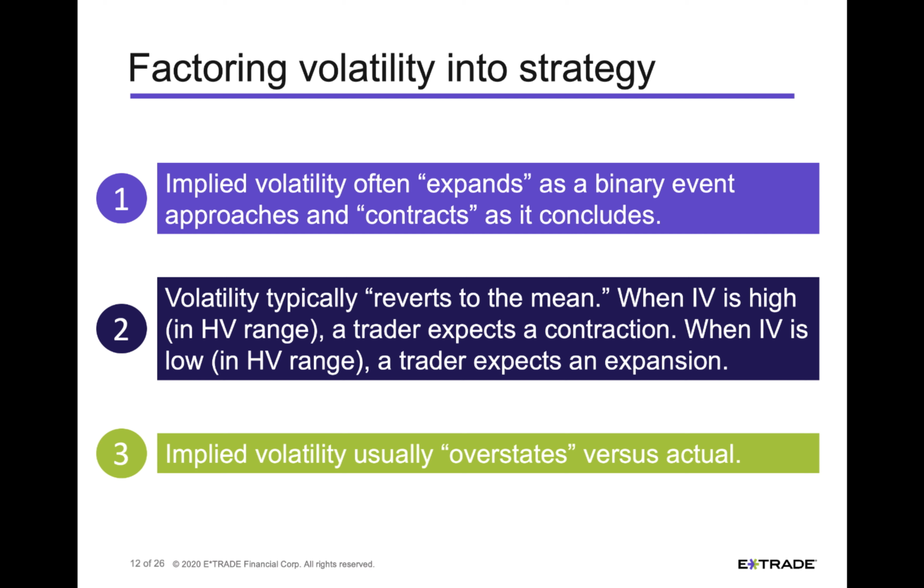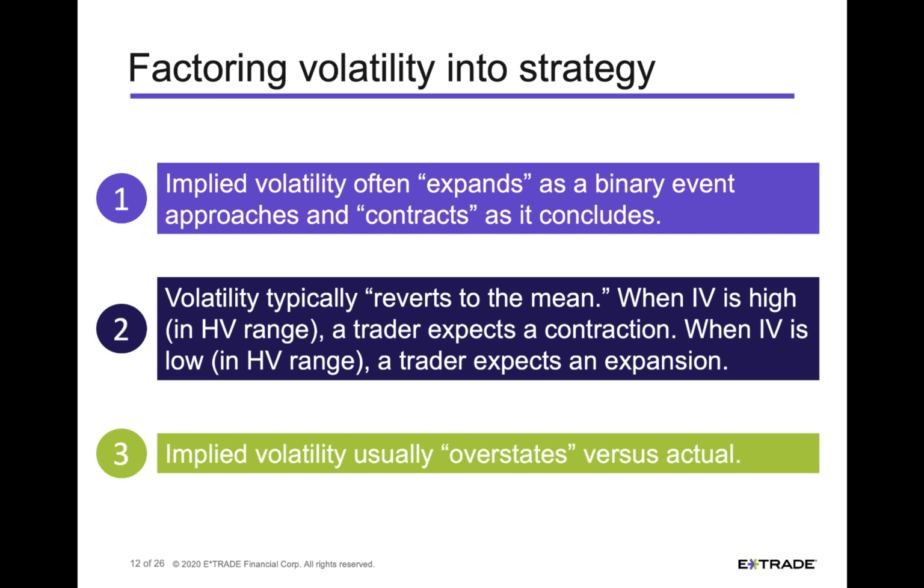So when implied volatility is low in the historical range, they expect it to expand. When we saw the VIX down at like 10, people would say, well, this would be a good time to buy calls and puts, as it probably won't stay down here at the level of 10. It will probably revert and expand back up to that 15 to 20 range.